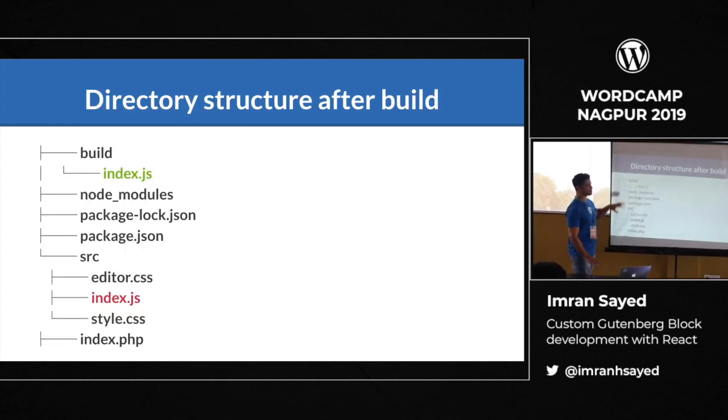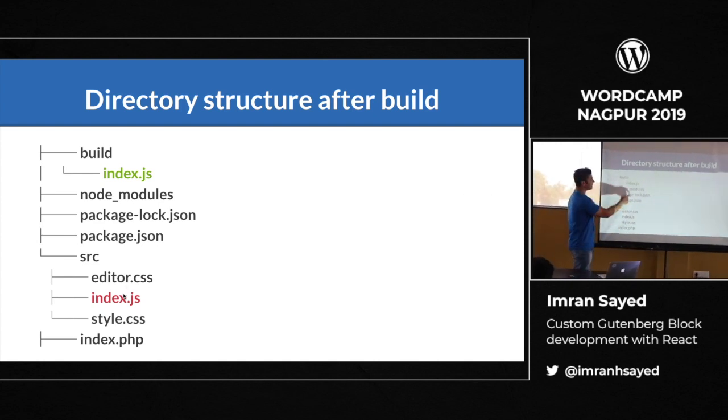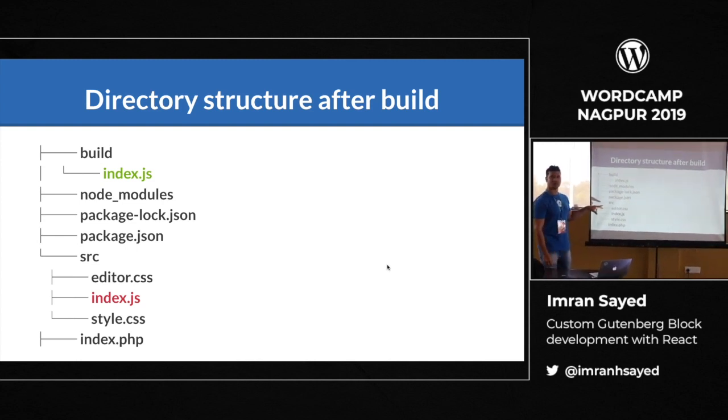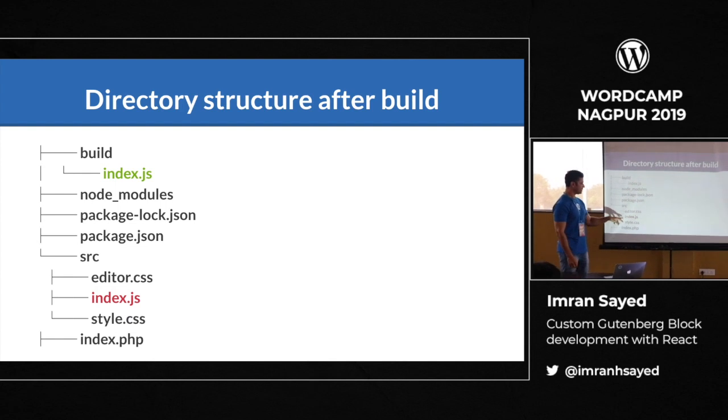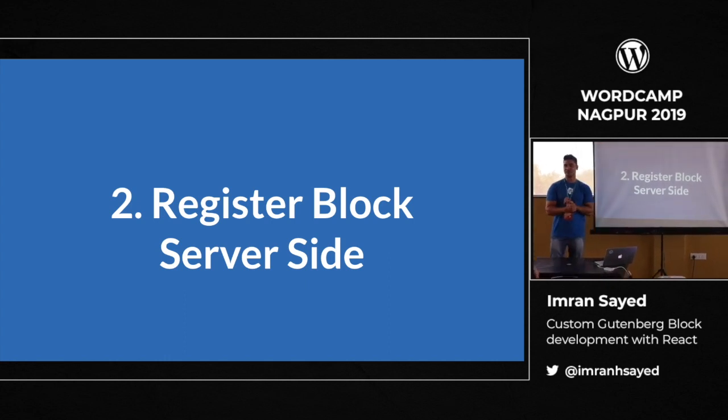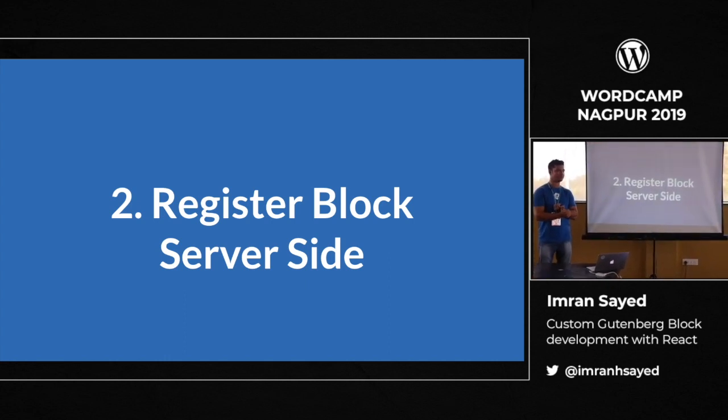So now the directory structure looks like this. It has taken the index.js from here and it has bundled it together and given you one file in the build directory by default. You can change the directory name also later on, but by default it will create it in the build directory. So step one is done. You think step one was easy, simple? Yeah.